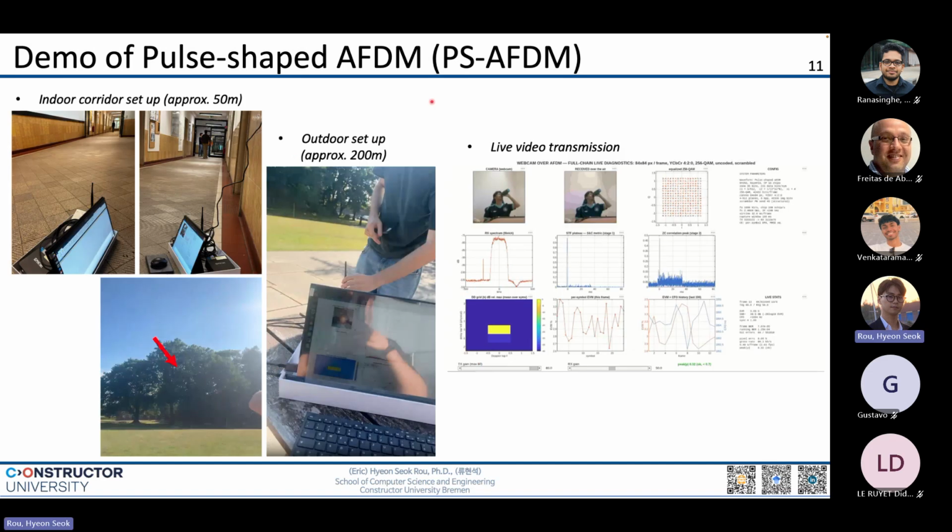And then we also went ahead and performed this across different scenarios. We had a larger setup in the indoor corridor of our university. This was about 50 meters, I believe. This was also transmitting all these symbols without any problems.